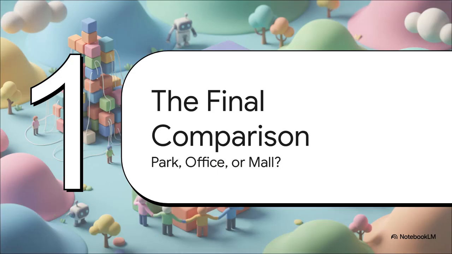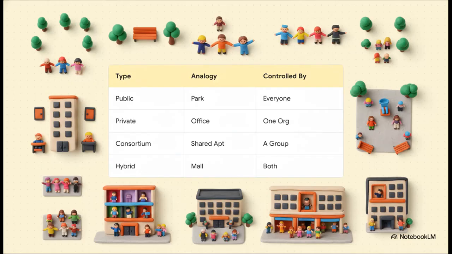Whew, okay. So, we've gone through four totally different models: the park, the office, the apartment, and the mall. Let's line them all up side by side and make this super clear. And here it is. It's really that simple. You've got the public blockchain, that's the park, open to everyone. The private blockchain, the office, run by one boss. The consortium, our shared apartment, managed by a select group of owners. And finally, the hybrid, the shopping mall, with both public spaces and private rooms. See? Each one is just a different tool for a different job.